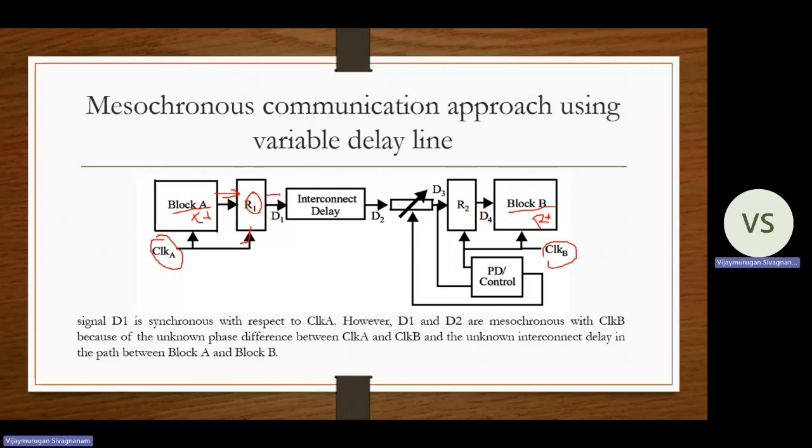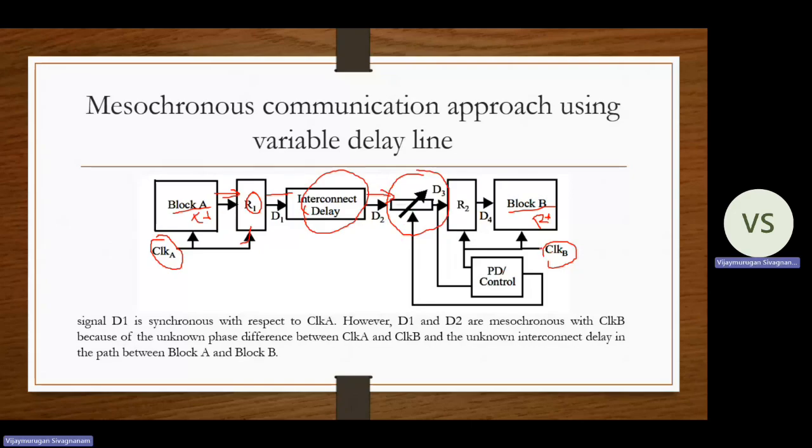After sampling, the data is passed to the interconnect delay. This interconnect delay block is mainly used to synchronize the transmitter block and receiver block. After the delay, the data is passed to D2. This block is called a variable delay. This block is also used for aligning the delay between the transmitter and receiver.